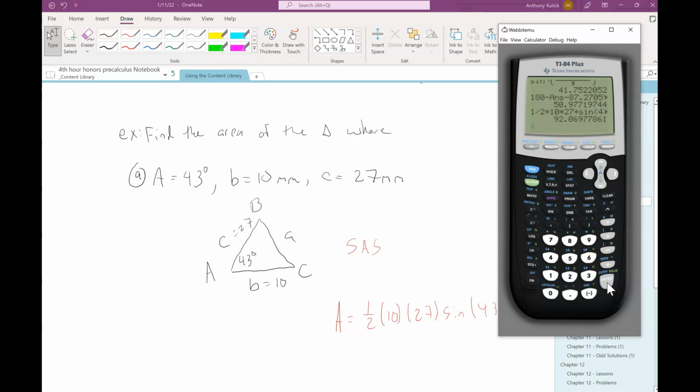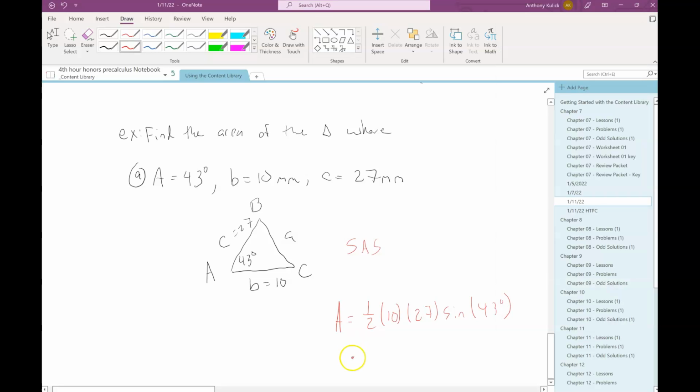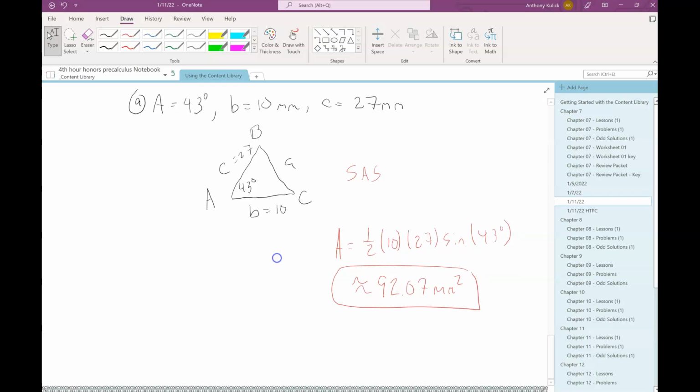So what do we got? We got 9207 millimeters squared, since it's an area problem. That's it. One line of calculation, done. No fiddling around, no fooling around, straight to the matter. I like it. I like it. I like it a lot.